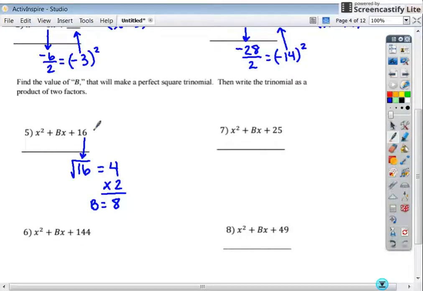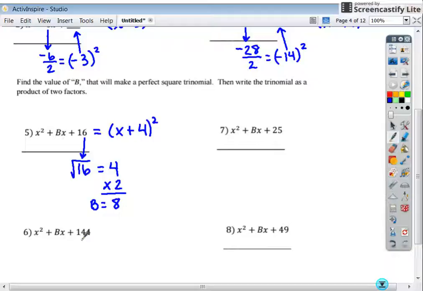And then I can write this as x plus, and it's going to be whatever this number is now, so x plus 4 quantity squared. The other way to think about it as well is what will multiply to be 16 and add to be 8? Well, that's 4 and 4.